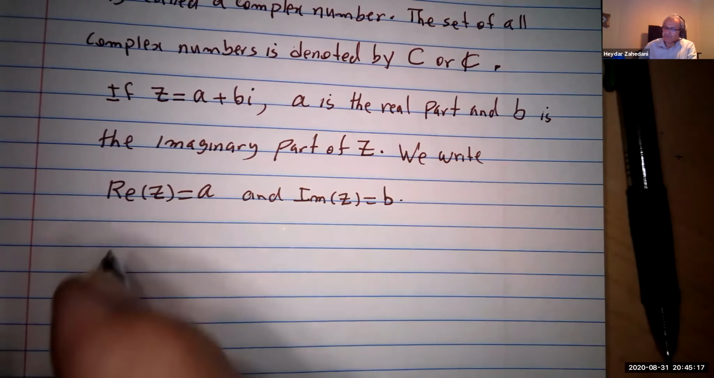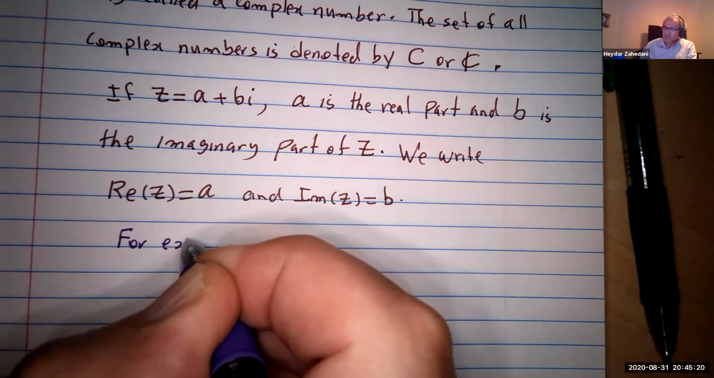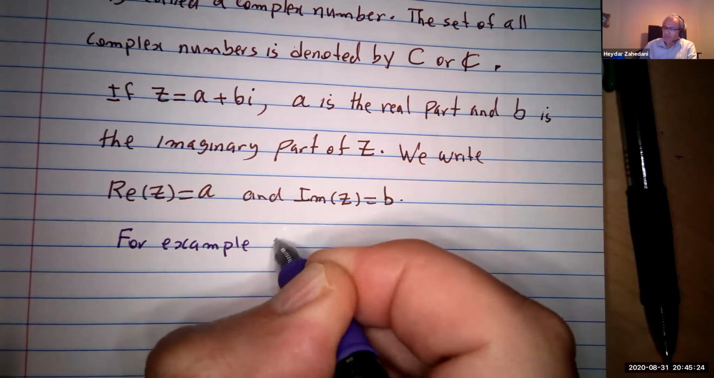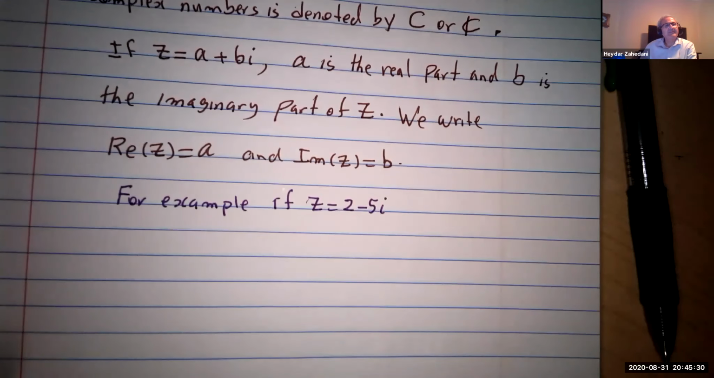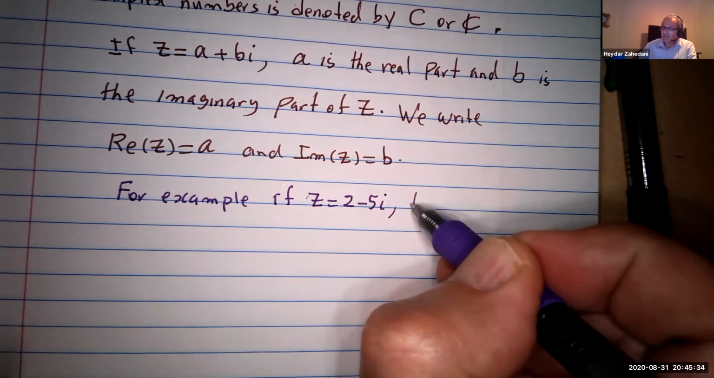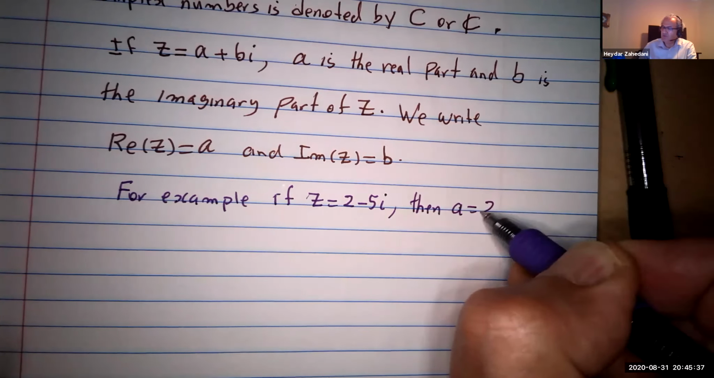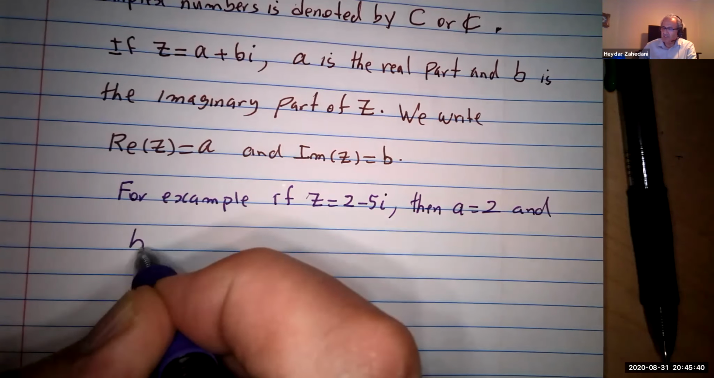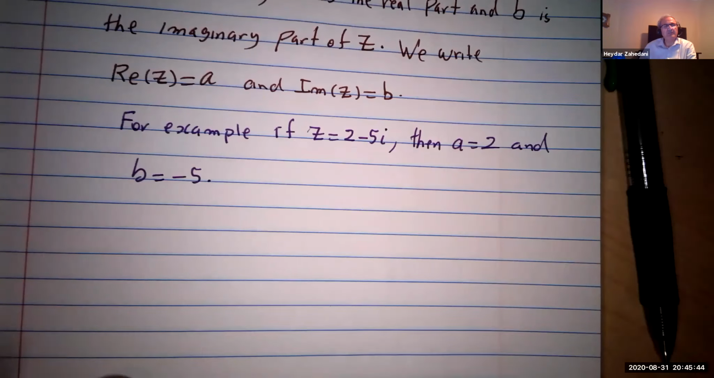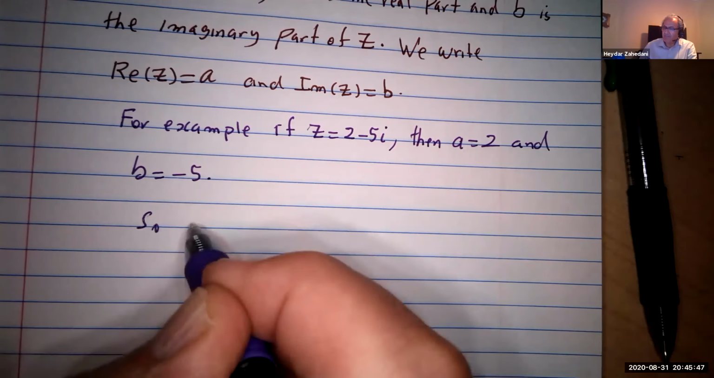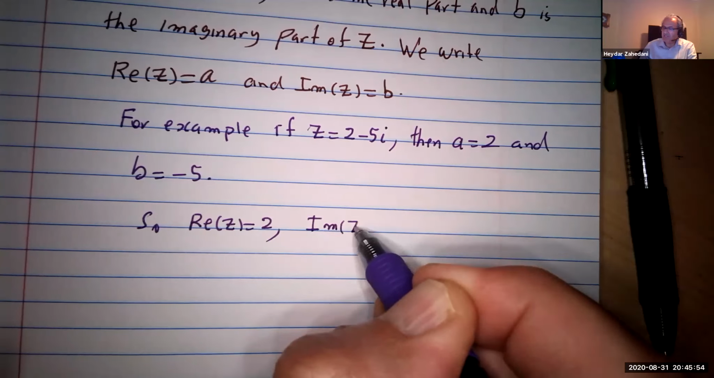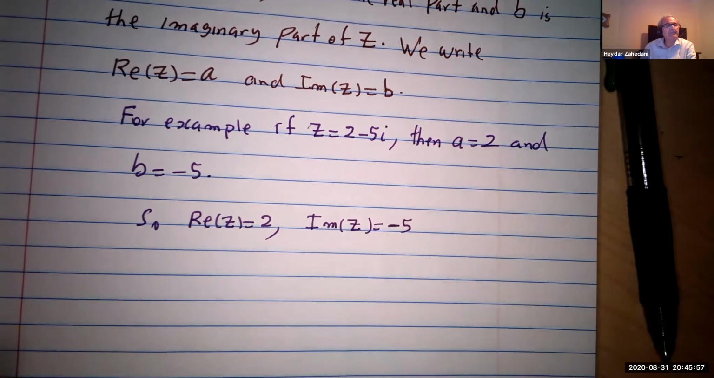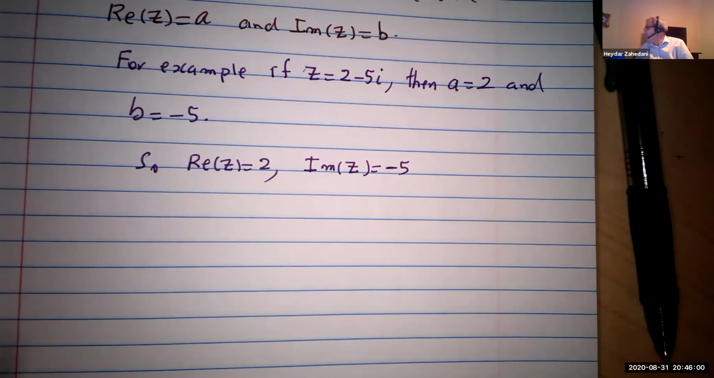Okay, so for example, if Z is equal to 2 minus 5i, then A is 2 and B is negative 5. So the real part of Z is equal to 2, and the imaginary part of Z is equal to negative 5. So these are the notation that if you want to get more serious with the complex numbers, you're going to use in future.